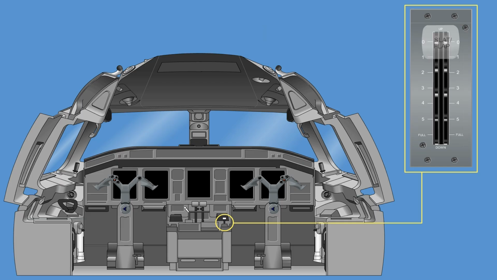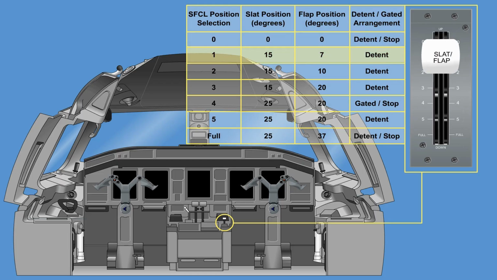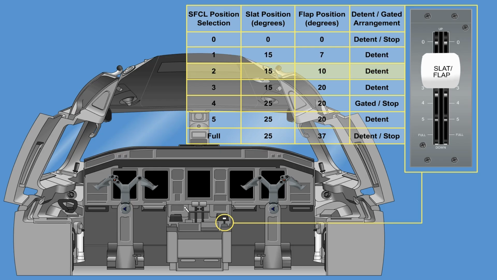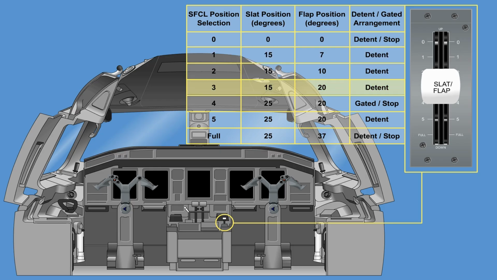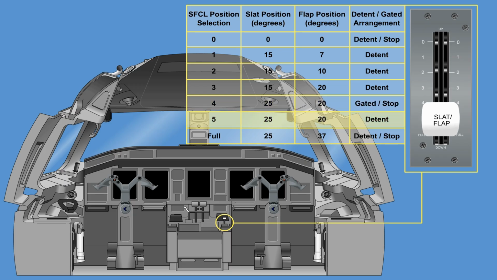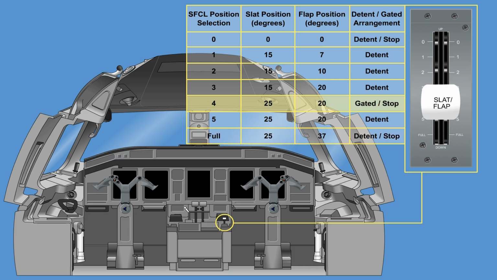The slat-flap control lever has 7 positions, each having a detented arrangement as shown, resulting in the respective slat-flap surface positions and placarded speeds. Position 4 is gated in either direction for the go-around. For aircraft configuration logic, the position 4 is used only for takeoff and position 5 for landing, although the slat-flap 4 and 5 positions have the same surface deflection.